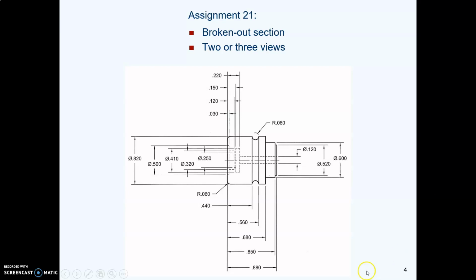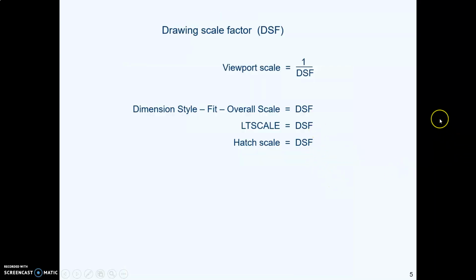Now, this is a small part. Look at this. It's just a tiny bit more than 7/8 of an inch long. 7/8 would be 0.875, and this is 0.880. And it's just a little over 13/16 of an inch in diameter. 13/16 would be 0.8125. This is 0.820. So this is a small part, and you have to get a lot of dimensions on here. So I recommend that you scale it something like double size in your viewport, which we will go look at.